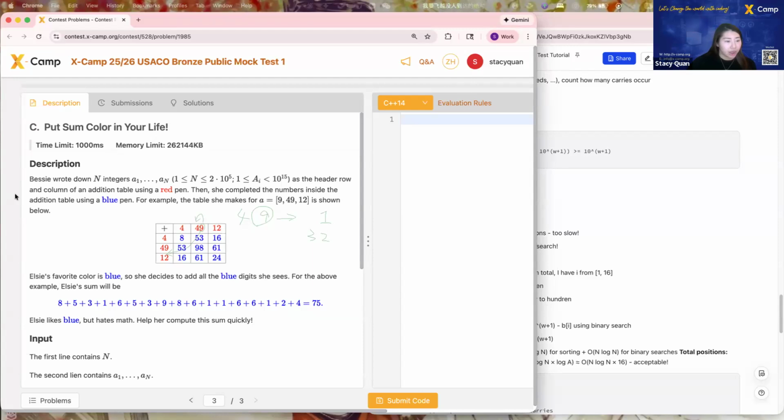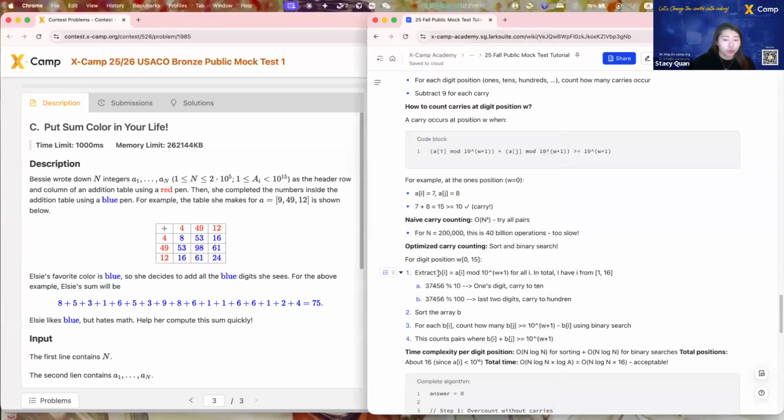That basically tells me I have to look at each position one by one and find how many possible complementary numbers can cause a carry from the ones place to the tens place, and so on. So what do I do now? I need to extract the ones digit, the last two digits, the last three digits, and so on.